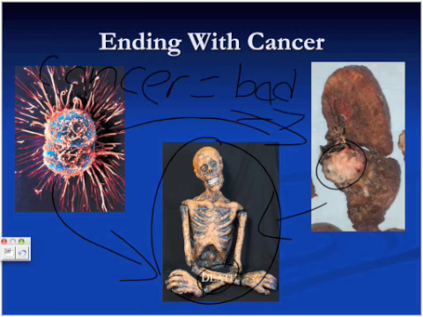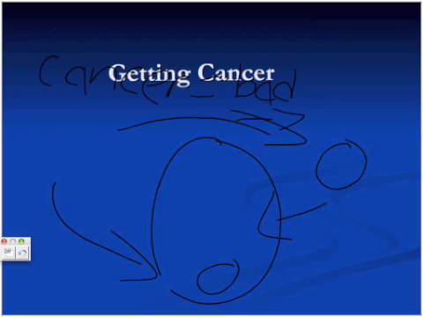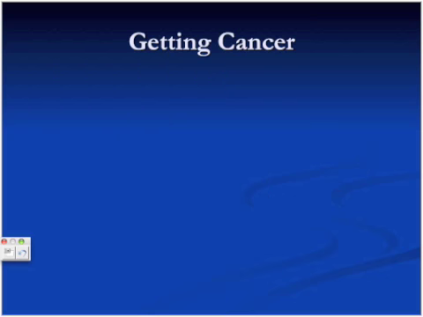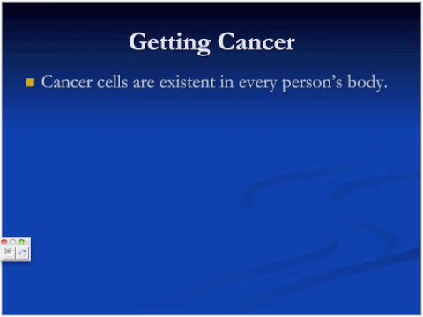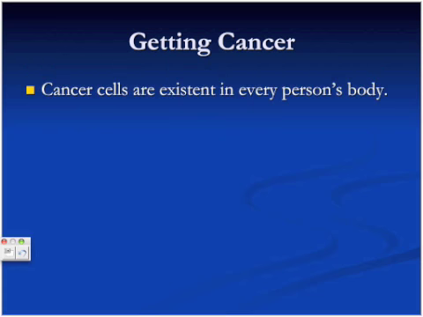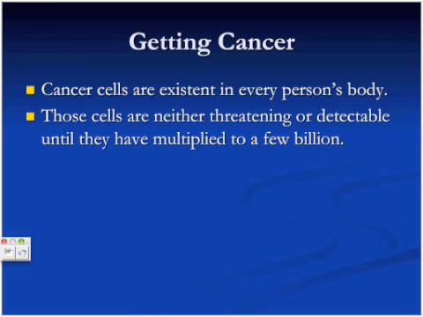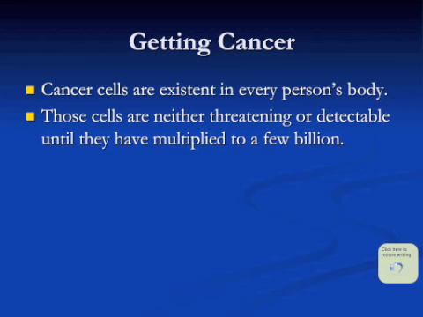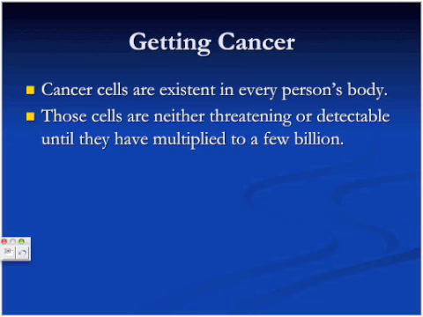Alright, next. Alright, getting cancer. Not sure why you want to get it. Alright, cancer cells exist in every person's body, which means all of you have cancer. But those cells are neither threatening nor detectable, which means whenever you get tested for cancer, they are not detectable until they have multiplied to a few billion.